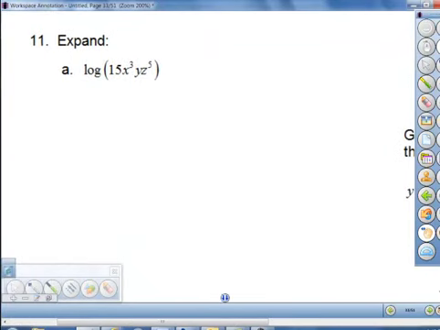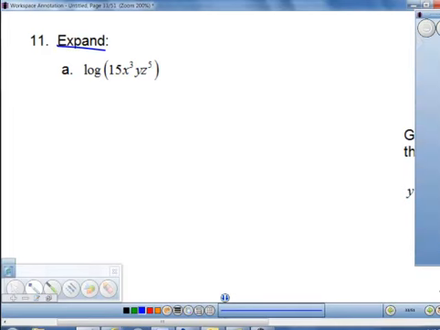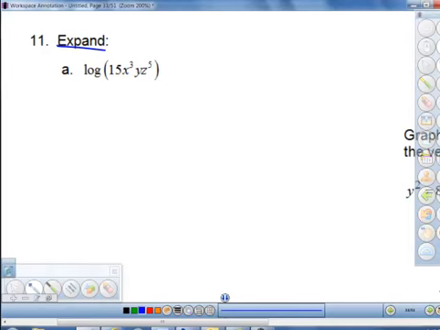Okay, let's look at number 11. Now if it says to expand, whenever you expand something, that means that it's got to get bigger, right? You're going to spread it out. So we're taking one single logarithm and we're creating multiple logarithms. Now, you can tell how many logarithms you're going to have based upon how many terms you have that are being either multiplied or divided, okay? So watch. This is being multiplied, this is being multiplied, this is being multiplied. So I have 1, 2, 3, 4 different terms. So that means I'm going to have 4 different logarithms, all with the same base of 10.